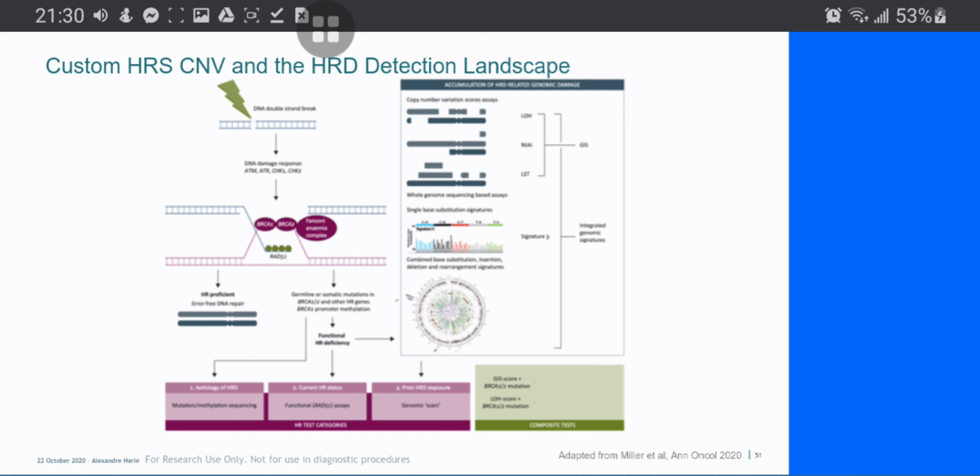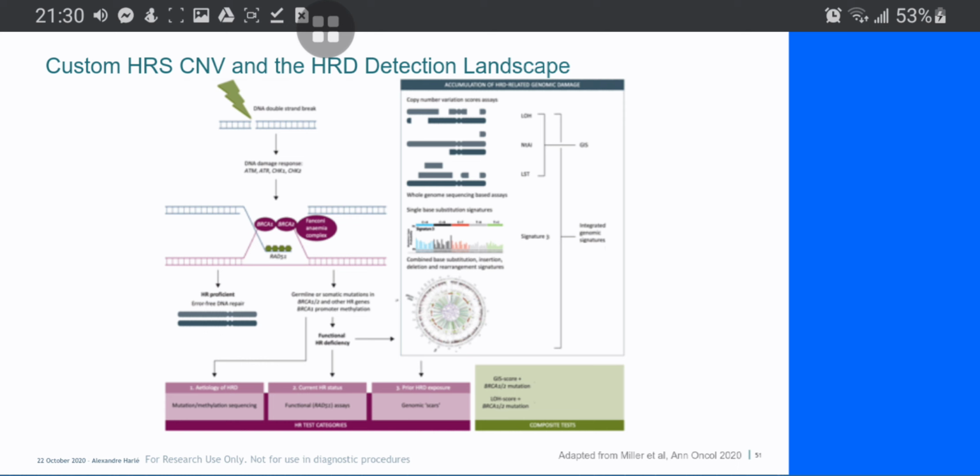And you also have some tests that are able to combine this kind of approach, with the sequencing of key genes and also giving some genome instability scores or LOH scores. So in our lab, since we are sequencing the different genes and assessing the CNVs, we are able to make a kind of combined score to know whether HR is working or not.